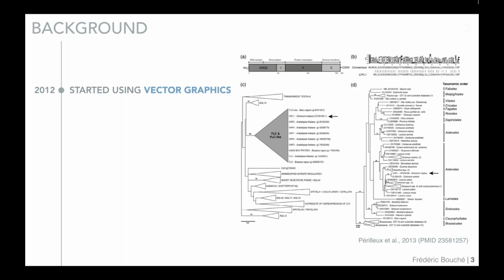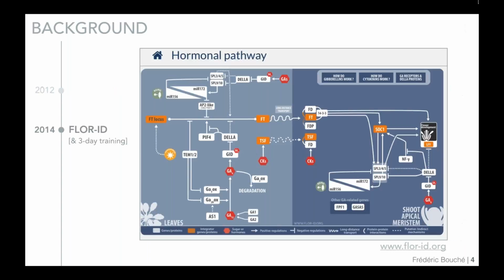And I started using these vector graphics in 2012 because I did a figure for a scientific paper, and it included a lot of phylogenetic trees, which were huge, and I needed to fold the tree and to have a neat arrangement for the tree, and so I began using Adobe Illustrator to do that, and this is the first figure I did in Adobe Illustrator.